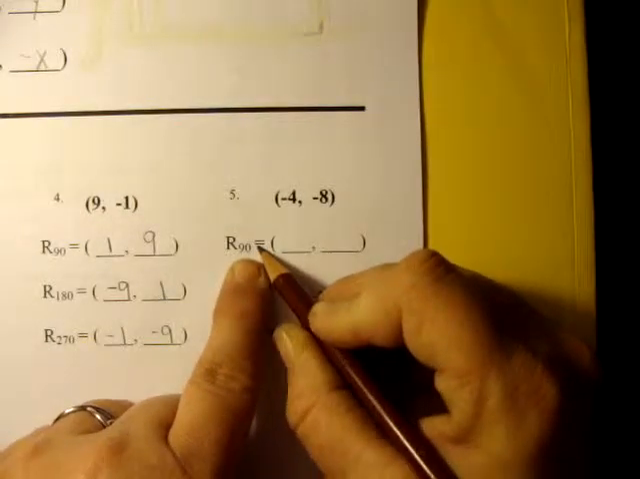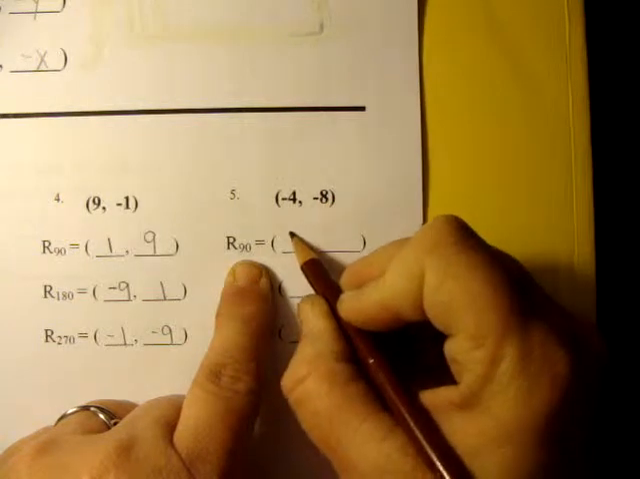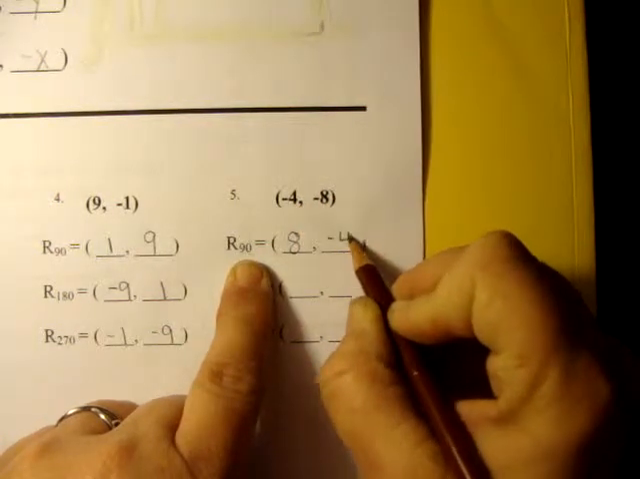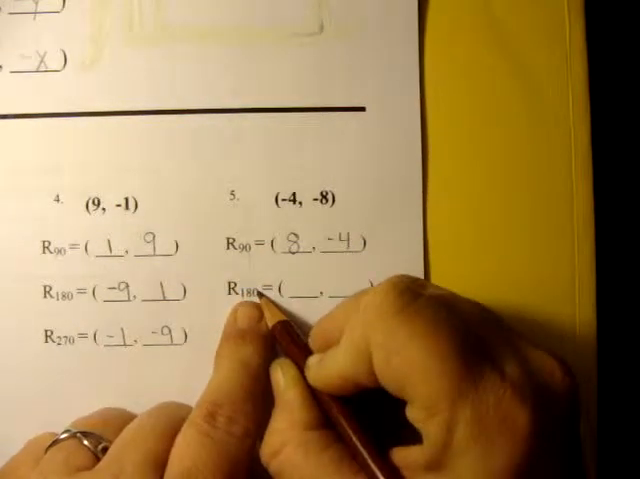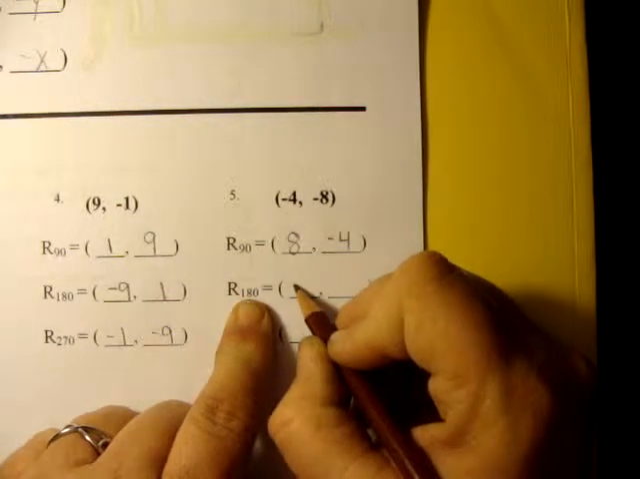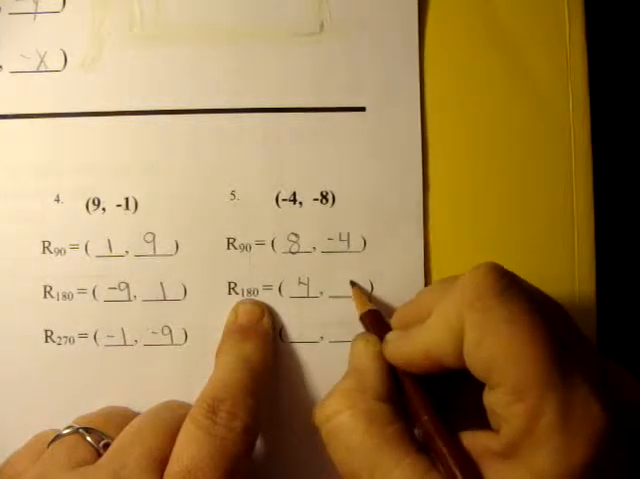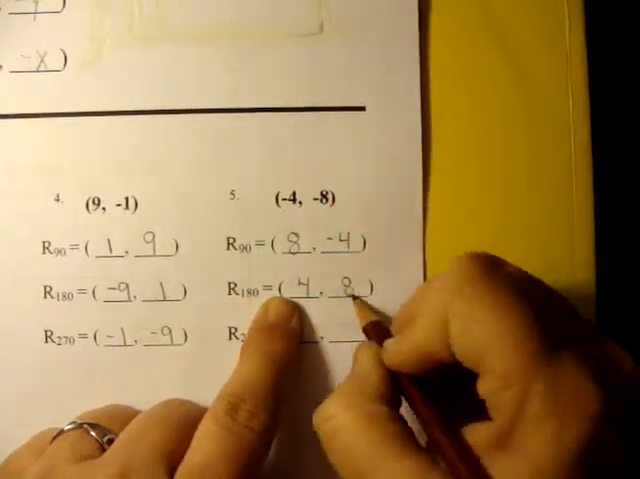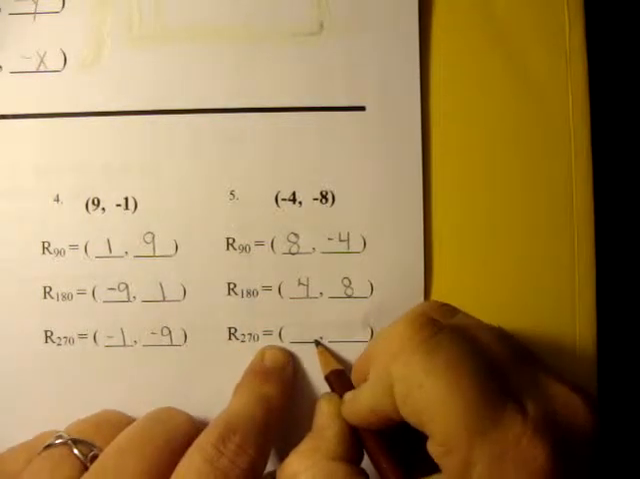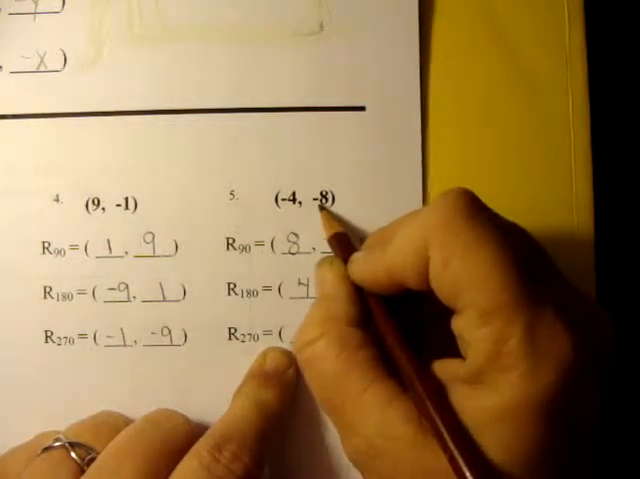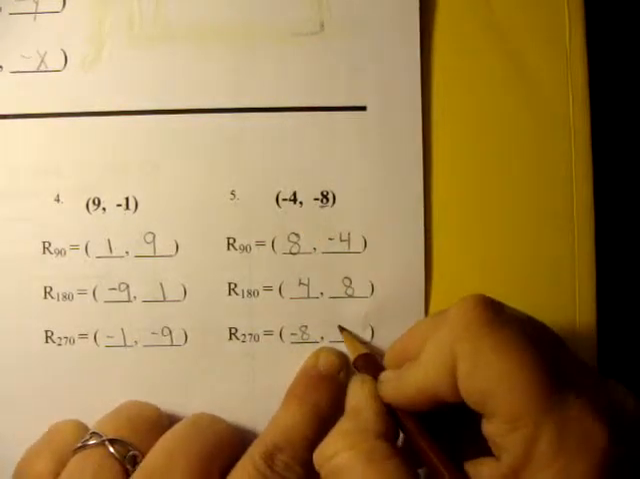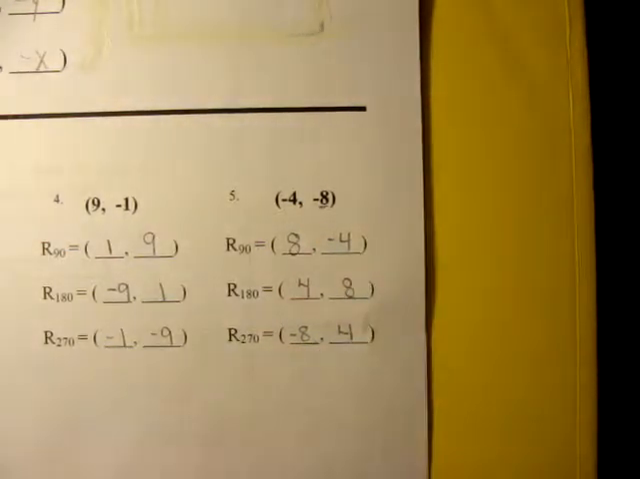90 degrees, Y becomes opposite, X stays the same. 180 degrees, both become opposite. So negative becomes positive, negative becomes positive. 270 degrees, Y comes first, and then the opposite of X.